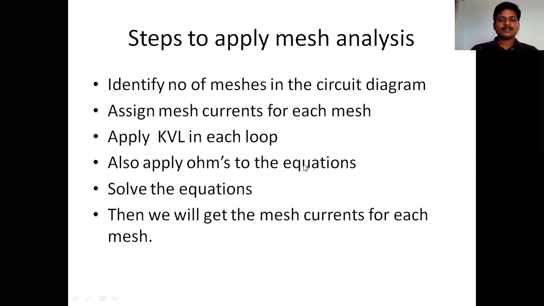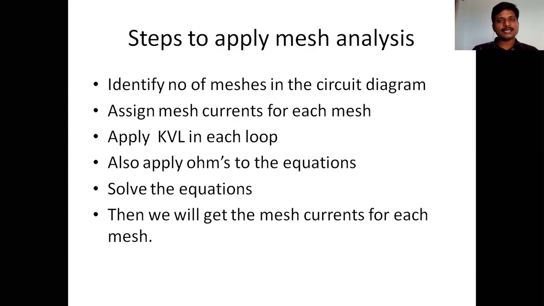Next, if you want to apply mesh analysis, these are the steps. First, you need to identify the number of meshes in the given circuit diagram. After that, you have to assign a mesh current for each mesh. Suppose you have 4 meshes, you have to assign 4 currents. Suppose you have 2 meshes, you have to assign 2 mesh currents. Like that, first you need to identify the number of loops, particularly meshes, and for each mesh you have to assign one mesh current.